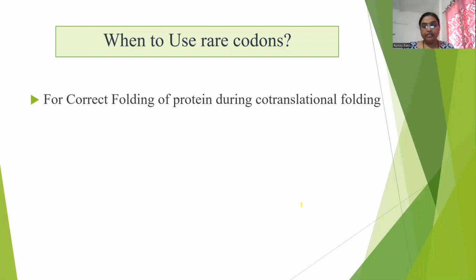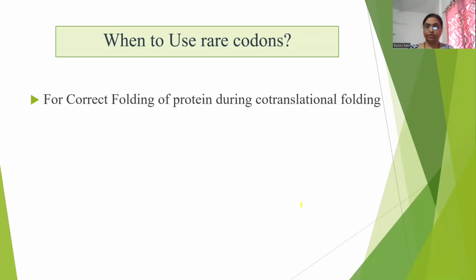So when there is a use of the rare codons, the time required for the cognate charged tRNA to reach the A site is a little bit higher than for the frequently used codon. So when rare codons are used, there is a pause, a little bit of slowdown of the translation efficiency, so that the protein gets time to fold. So when you require the correct folding of the protein, there is a use of the rare codons.